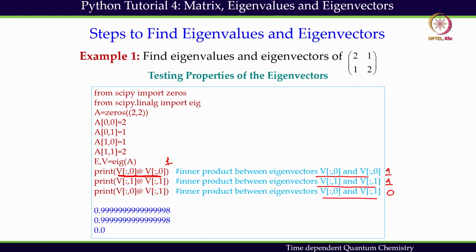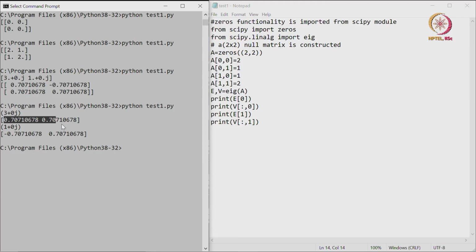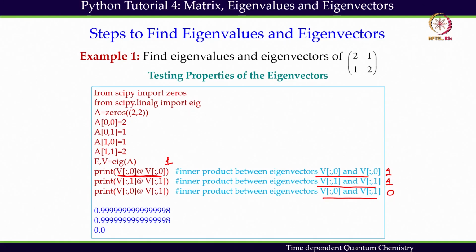So let's prove that we have situations like this, and there is a very simple way to get the inner product. The inner product can be obtained with the at the rate sign, @. This is the vectorial product. So in general, the scalar product is used by this star.